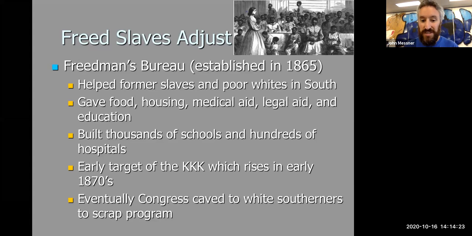So eventually Congress ends up caving to white Southerners to scrap the Freedmen's Bureau because it's a lot of money. It's a lot of resources to send food, housing, medical aid. And eventually there are some other forces happening in the mid 1870s that I don't have time to get into that eventually stop the Freedmen's Bureau and ultimately squash it. But it did have a tremendous success and tremendous advantage in helping to educate and take care of freed slaves and acclimate them to life in America as free people.